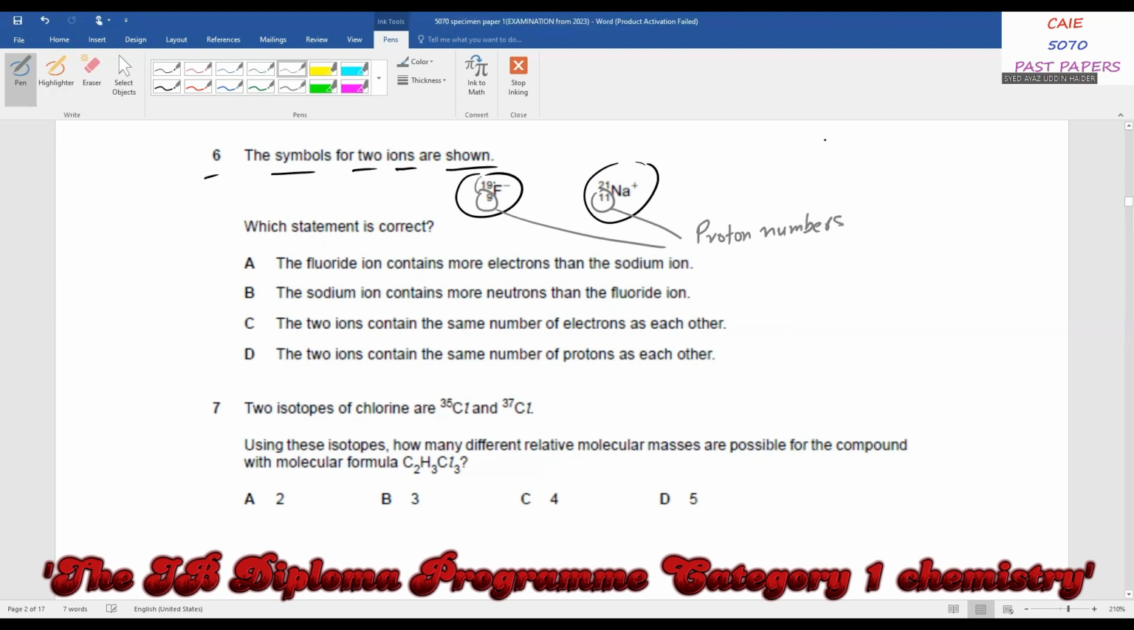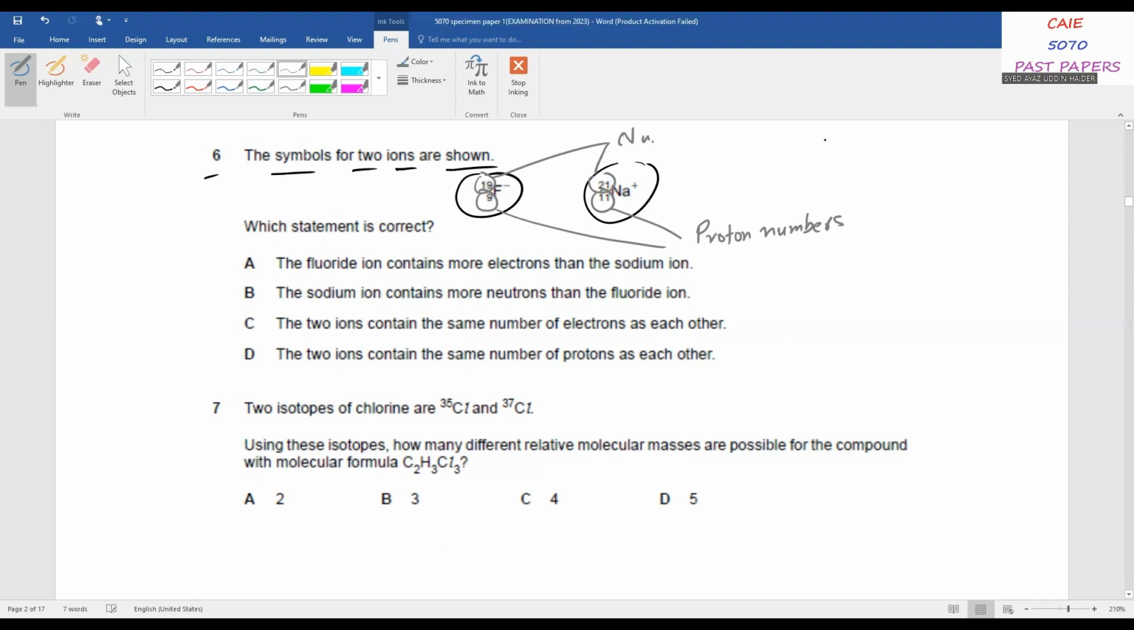And nucleon numbers are also given for both of these. Which statement is correct? Now I'm reading all these statements. A, the fluoride ion contains more electrons than the sodium ion.